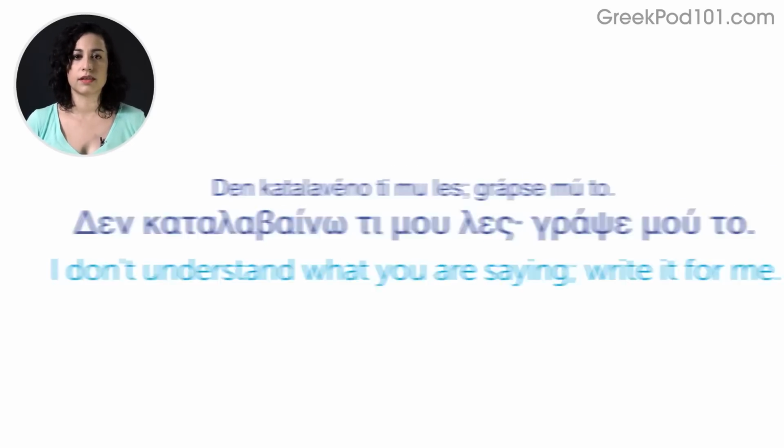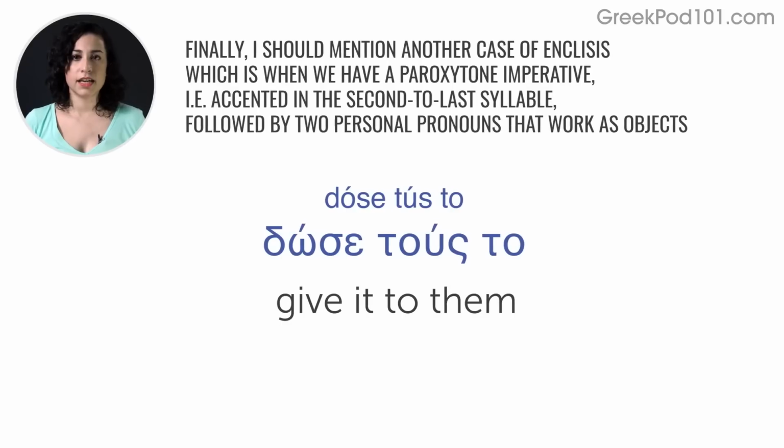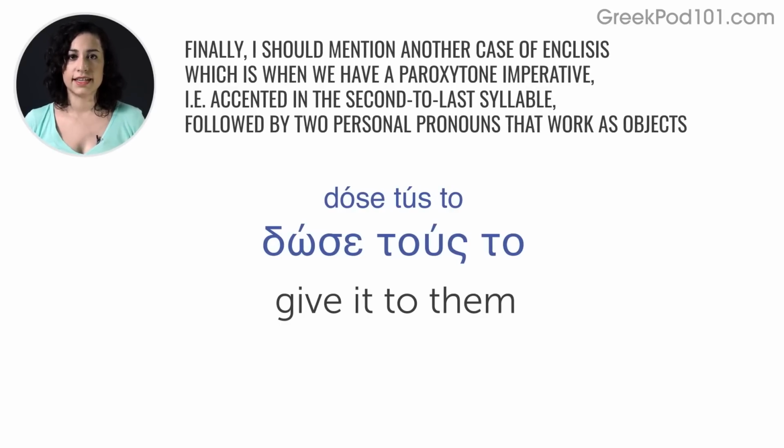The third case is when we have a proparoxyton adverb followed by an enclitic word. For example, απέναντί σου, opposite from you. Finally, I should mention another case of enclisis, which is when we have a paroxyton imperative, in other words, accented in the second to last syllable, followed by two personal pronouns that work as objects. For example, δώσε τους το, give it to them.